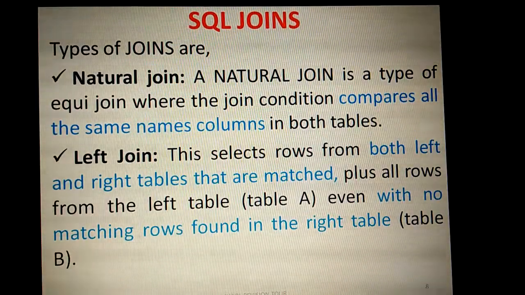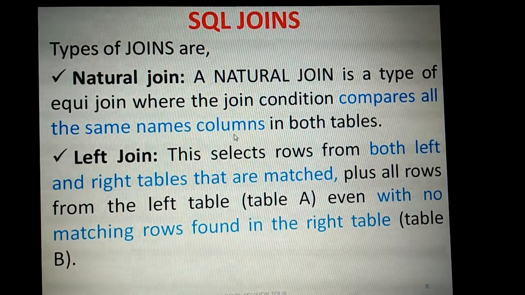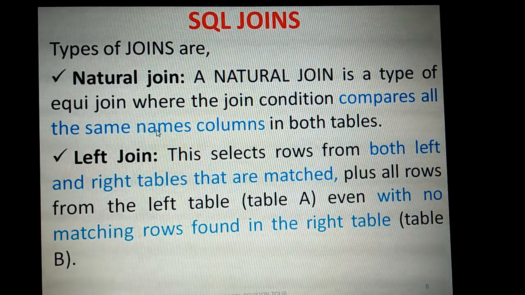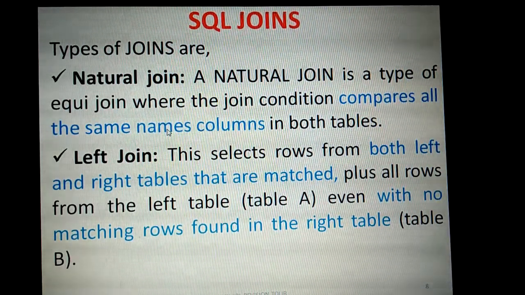Next is natural join. It is a type of equi-join where the join condition compares all the same-name columns in both the tables. Natural join will check whichever column names are the same, and those values alone are going to be retrieved and joined together, and displayed as the answer for us.